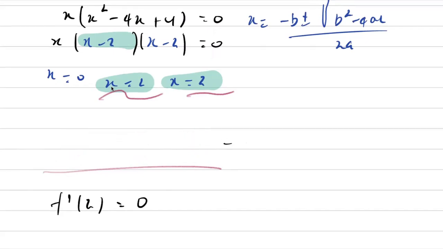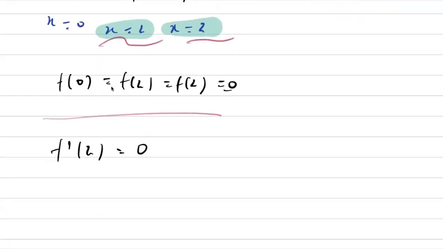In interpretation, we could say f of 0 is equal to f of 2, which also equals f of 2, which equals 0. All right, we know what this means. These are roots, and we have a repeating root, and no wonder this also comes out. But this time around, we have f prime. We have f prime of 2 equals 0. What does this mean?